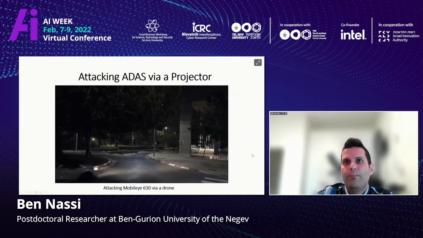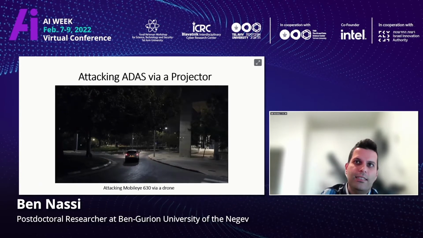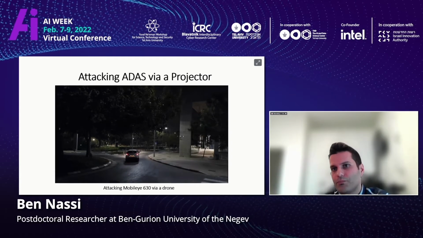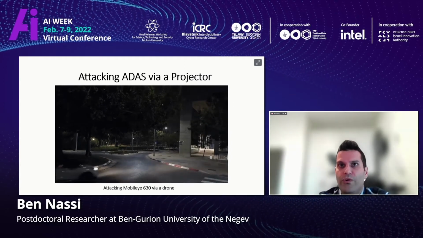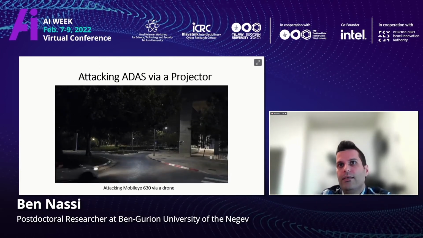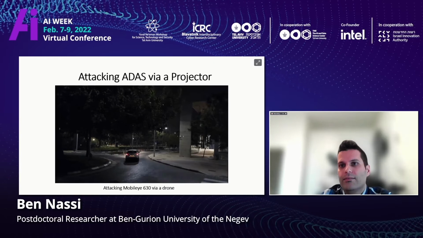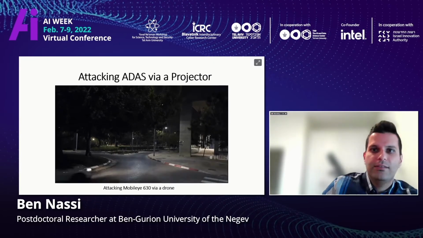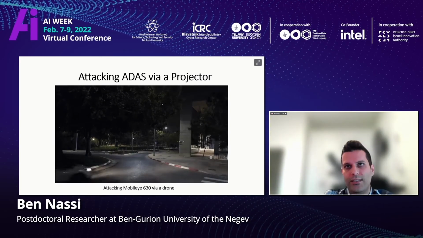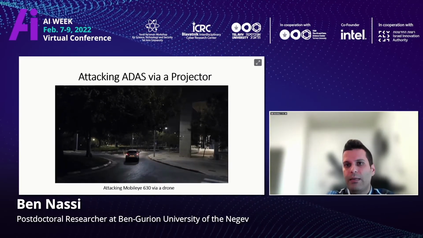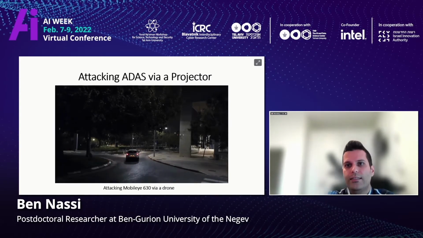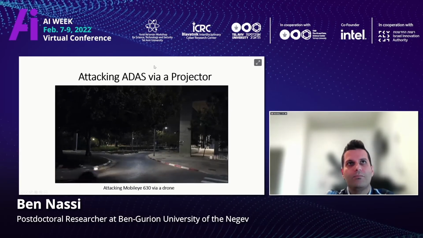Now, there's another way to apply the attack, which is by using a projector. In this case, we mounted the projector to a drone and flew the drone inside our university and projected a speed limit, which is way beyond the speed limit that is allowed to drive in our university. Again, this was perceived by Mobileye 630 Pro as a real speed limit, despite the fact that, as you can understand, this is a split-second projection.